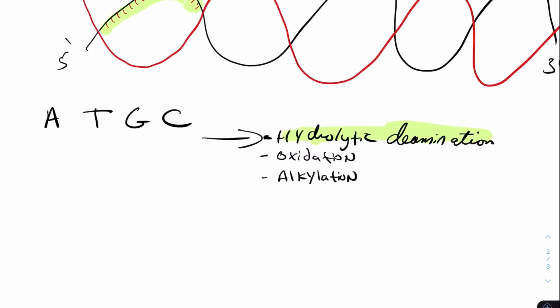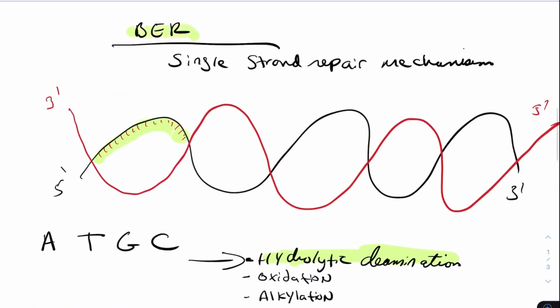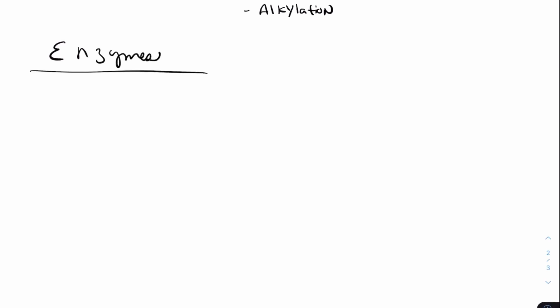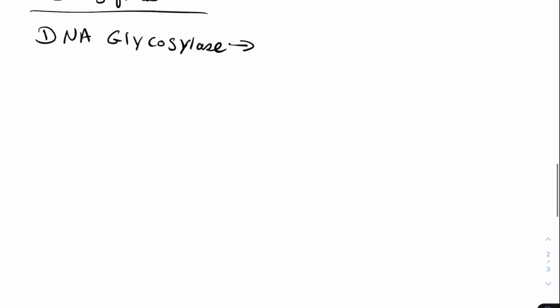Now, for a base excision repair, or BER, to work, we need lots of enzymes. The most common enzymes are the following. The first one is DNA glycosylase, and DNA glycosylase removes the damaged base. That's its job.